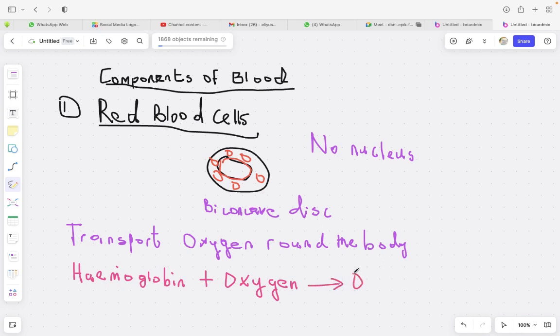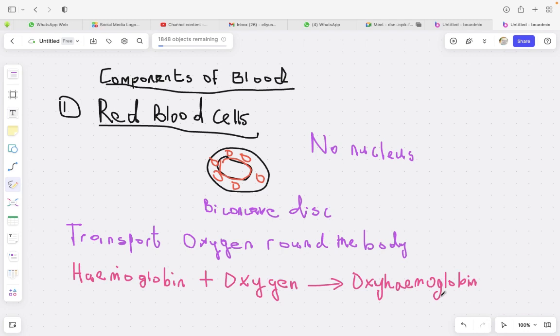Now, this oxyhemoglobin molecule will move in the blood until it gives the oxygen to the body cells and body tissues. We say the oxygen will combine with the hemoglobin to form oxyhemoglobin. Now, as the blood passes through the lungs, oxygen diffuses in to form the oxyhemoglobin.